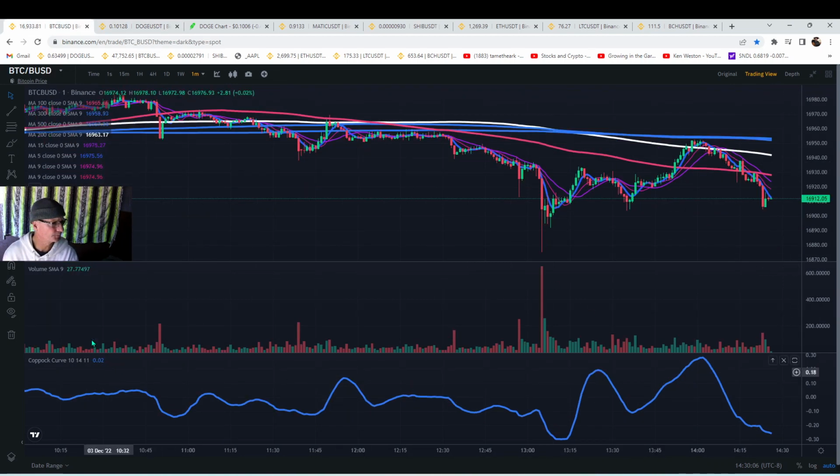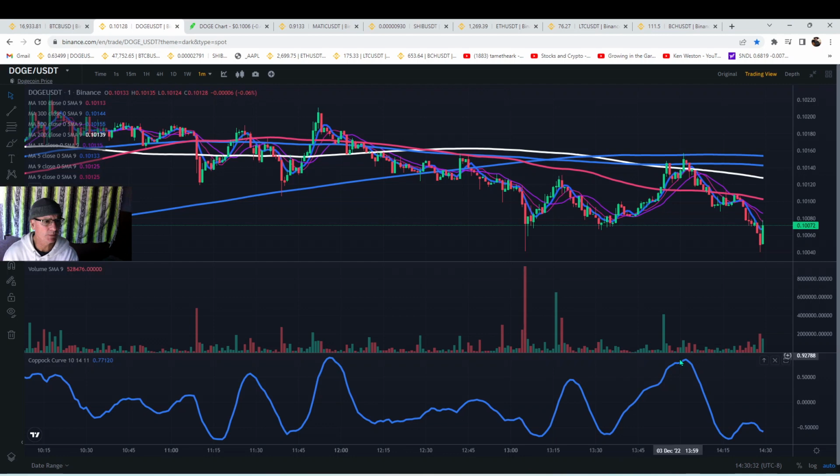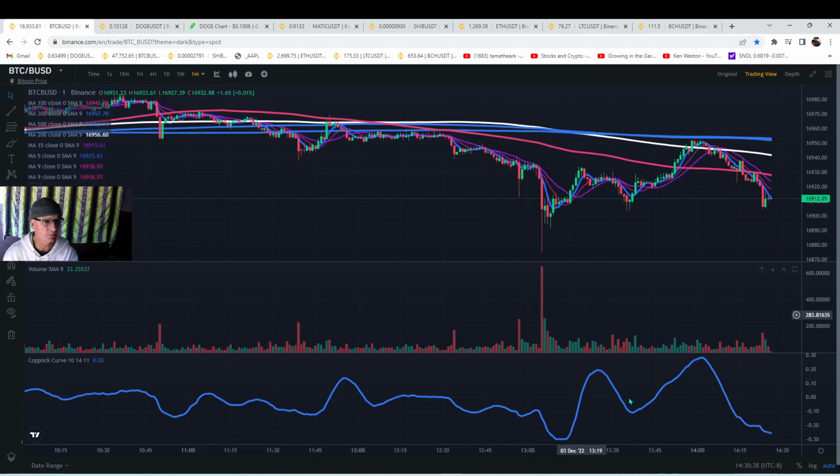Bitcoin, 1 minute. Short term oversold. So we were just watching this. My last video was right here. And we were watching this come up to this peak at 0.8. I thought it was 0.8. 0.3. Is it changing on us? This one was 0.8. Dodge was 0.8. This one was 0.3.